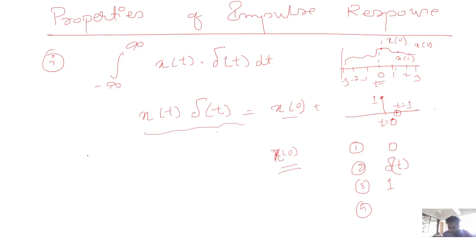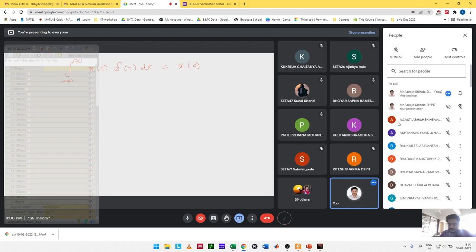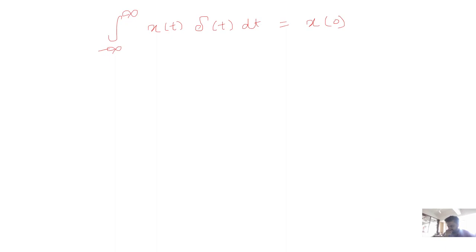So if I put x of 0 over here, integration from minus infinity to infinity of x of 0 dt, I can take this x of 0 outside. This is x of 0 times integration minus infinity to infinity dt, and this term is nothing but 1, and therefore integration minus infinity to infinity x of t del of t dt is going to be nothing but the value of x at 0. Am I right? I hope I am clear. So this is the first property. Is it clear?